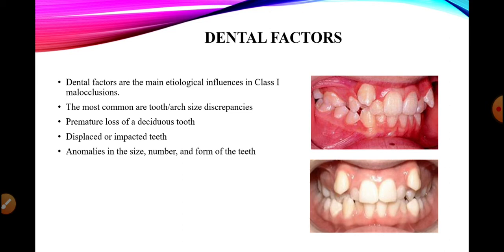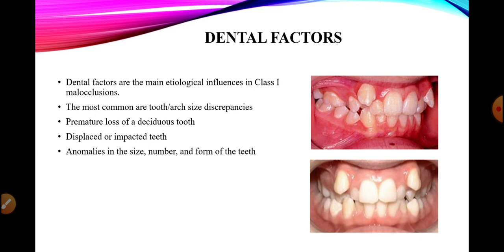That means that in cases of dental factors, there can be environmental factors or local factors. Among the environmental factors, for example, premature loss leads to the aggravation of the existing crowding, or the local factors may include the displacement of some teeth, or impaction, or anomalies that can be present in the size, number, and form of the teeth. All these factors can lead towards the development of a class 1 malocclusion.